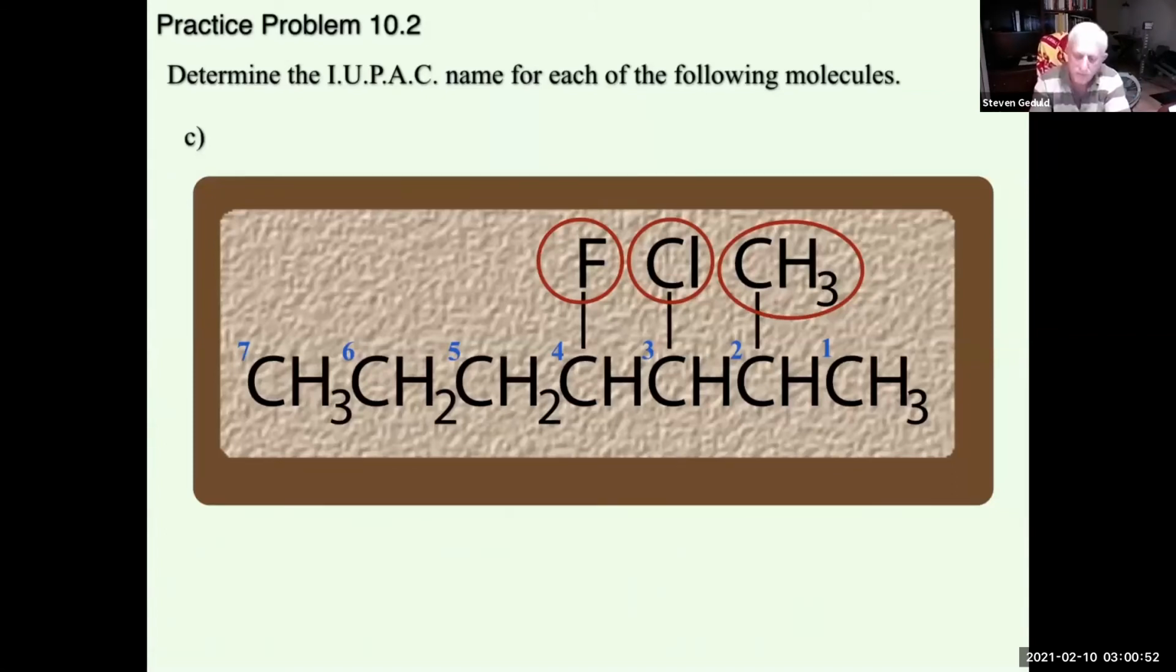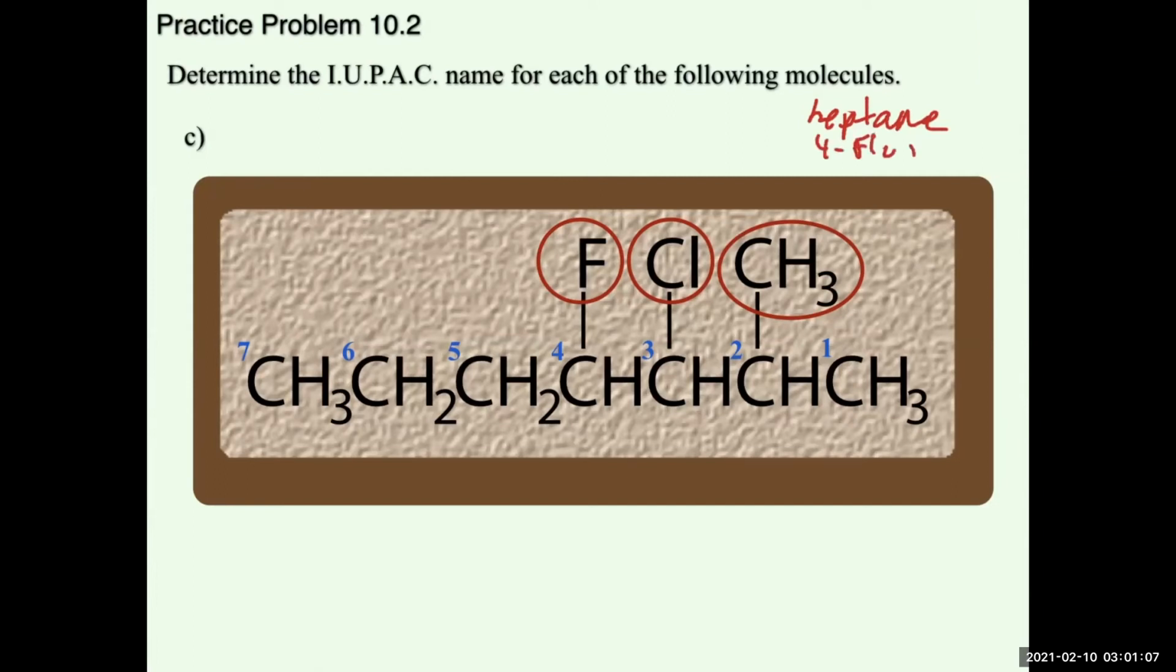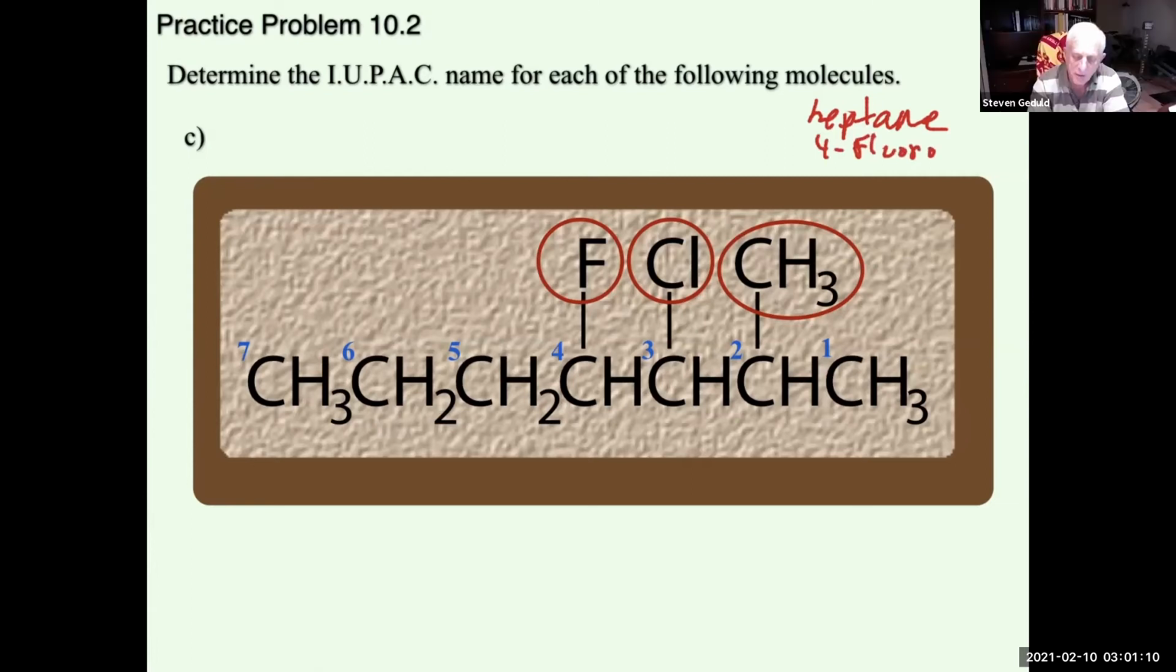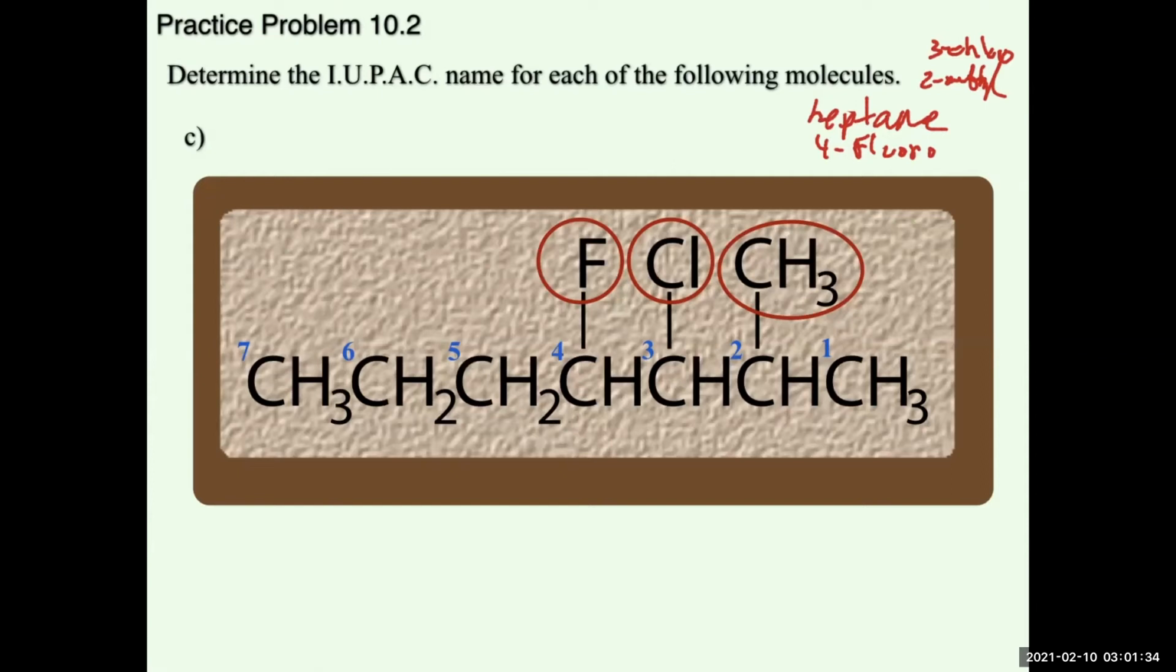So what's the name of the carbon chain? Heptane. Heptane, A-N-E, all single bonds. At number 4, we have what? Fluoro. At number 3, we have what? Chloro. At number 2, we have what? Methyl. Okay, so in order we have 3-chloro, 4-fluoro, 2-methyl heptane.